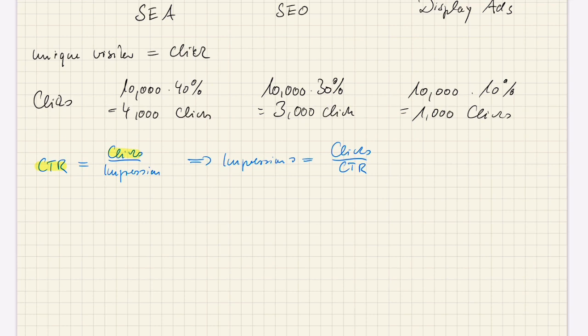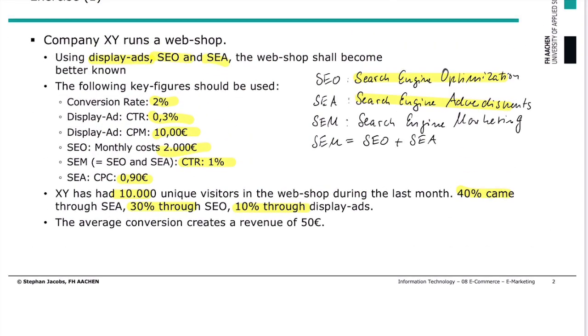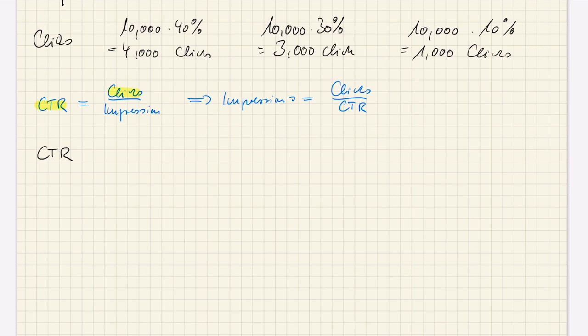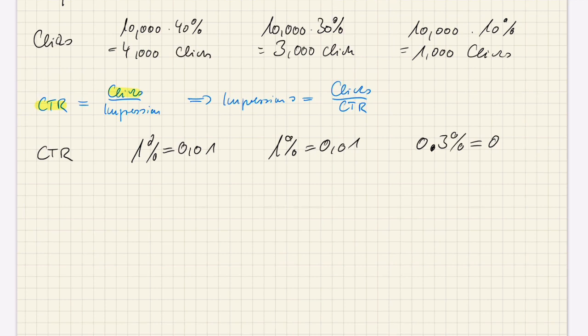Okay, so let's have a look. Let's first put the CTR in here. So the CTR, click-through rate, is 1% for SEM, 0.3% for the display ads. So we have a CTR of 1% in here, which is equal to 0.01, 1% in here equal to 0.01, 0.3%, which is equal to 0.003.